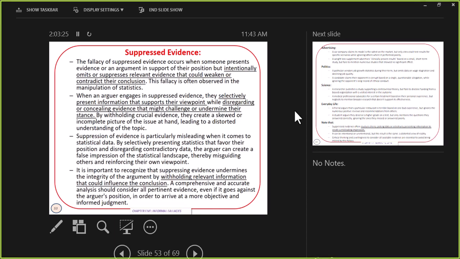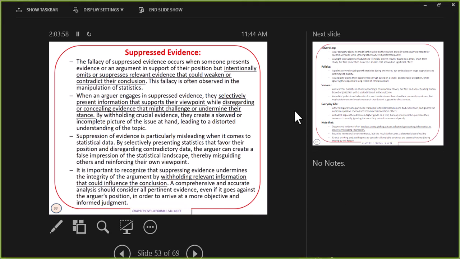When arguers engage in suppressed evidence, they selectively present information that supports their viewpoint while disregarding or concealing evidence that might challenge or undermine their stance. By withholding crucial evidence, they create a skewed or incomplete picture of the issue, leading to a distorted understanding of the topic at hand, right? So as the name implies, suppressed evidence is a kind of inductive argument in which the most important or substantial evidence has been omitted, concealed, or hidden from the argument, right?